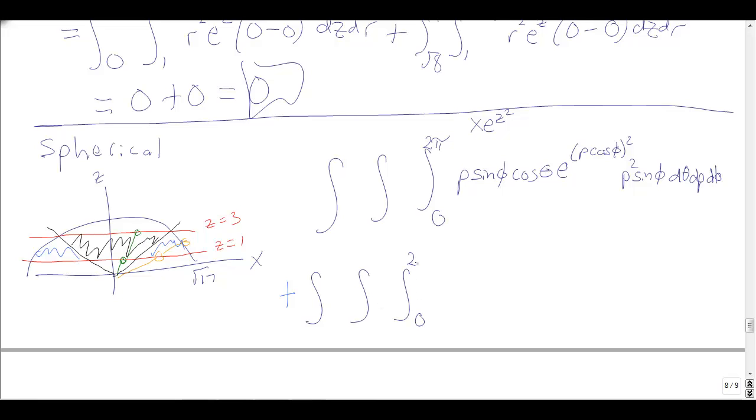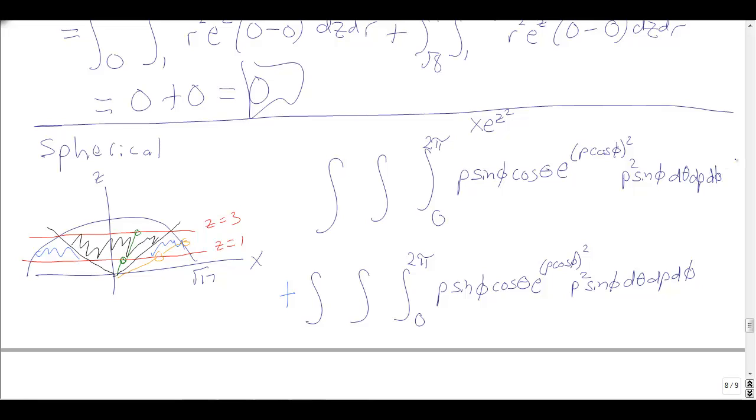I'm going to get 0 to 2 pi, rho sine phi cosine theta. We have e to the rho cos phi squared. And then I get my rho squared sine phi. And I'm going to do this d theta, d rho, d phi. So that's really our two integrals here. But now we need to do bounds. Rho. Well, let's think about phi first.